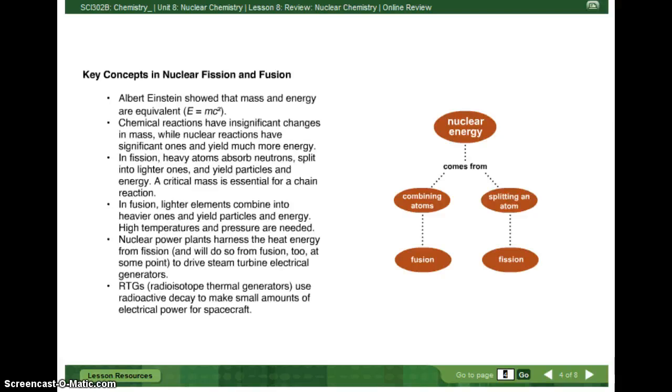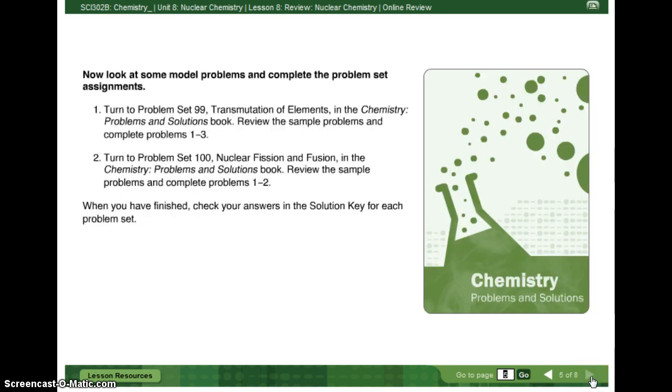Nuclear power plants harness the heat energy from fission and will do so from fusion too at some point in the future. But right now, we only get nuclear power from fission as far as electricity. And what happens is it's used to drive steam turbine electrical generators. RTGs, radioisotope thermal generators, use radioactive decay to make small amounts of electrical power for spacecraft. Nuclear energy comes from combining atoms, which is fusion, or splitting an atom, which is fission.